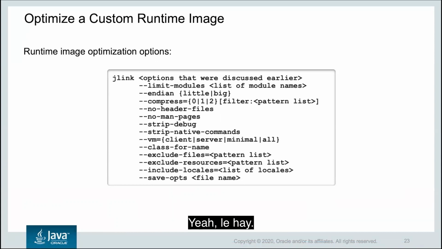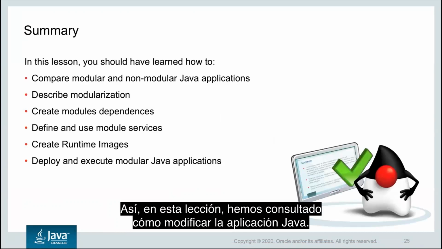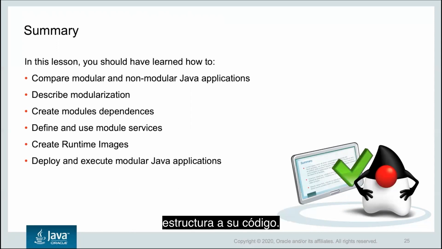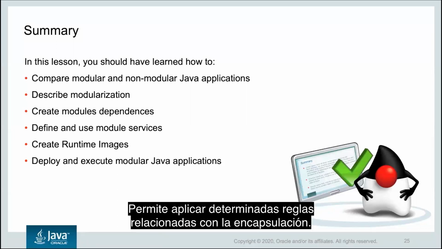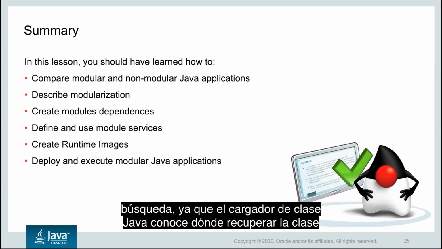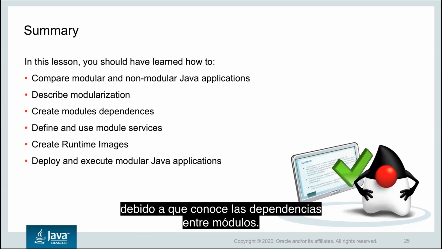So in this lesson, we looked at how to modularize a Java application. Hopefully you now have a sense that modularization brings better structure to your code. It allows you to enforce certain rules regarding encapsulation. It makes your code run faster because of the reduced search time, because the Java class loader knows where to grab the class from, because it knows where the dependencies between modules are.